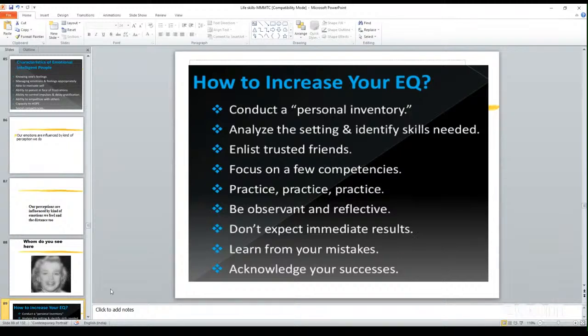Don't go for immediate gratification. That means don't expect immediate results. Learn from your mistakes, because if you repeat the mistake, then you are not emotionally intelligent. But next time, if you don't repeat the mistake, that shows that you have learned something. And acknowledge your successes. We fail to acknowledge our successes, so that is also part of it.